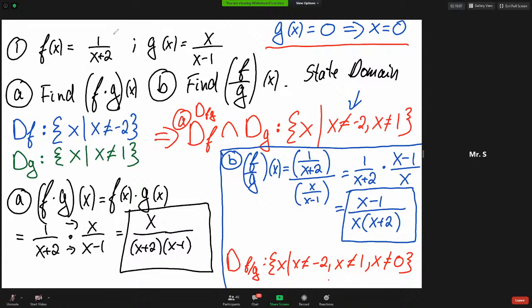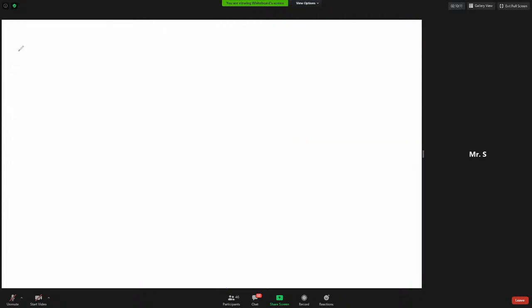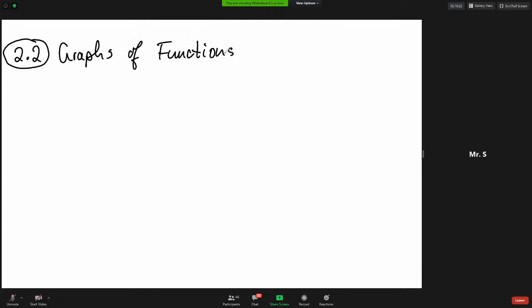All right. 2.2. 2.2 is graphs of functions. We already briefly mentioned part of this section, which is dealing with figuring out if a graph represents a function, which is the vertical line test.